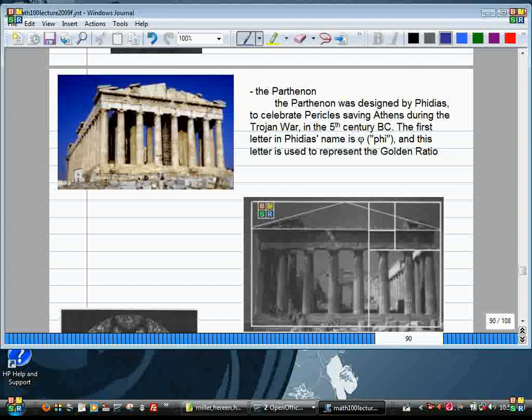And of course, this is from the 5th century BC, so people wonder to this day if this was done on purpose or just because it looked pretty. Could be. Okay. All right.